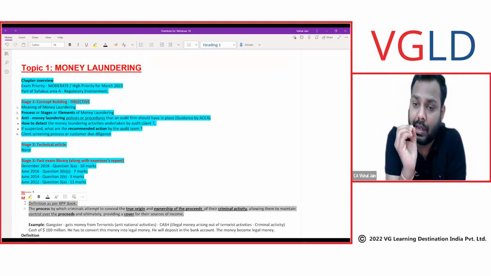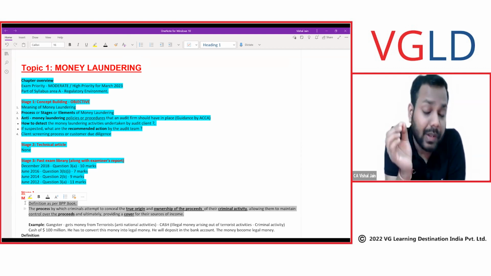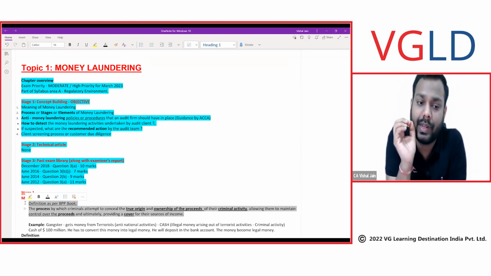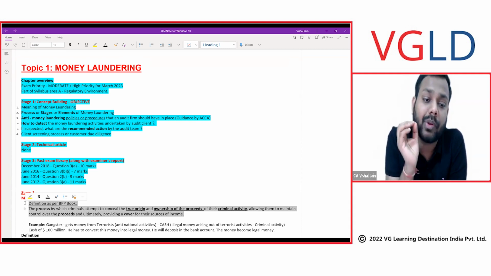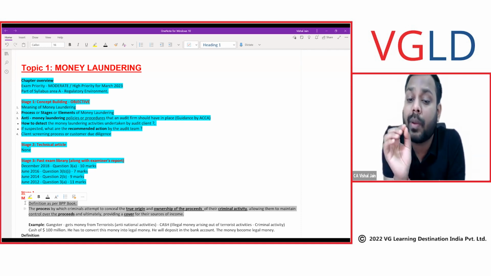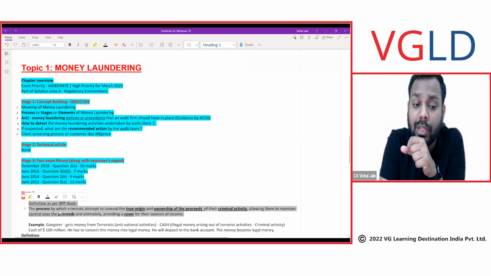The process by which criminals. Why criminals? ACCA says that money laundering is a criminal activity, and anyone who does criminal activities is a criminal. So it says the process by which criminals attempt to conceal the true origin and ownership of the proceeds from criminal activity. Whatever proceeds have come from the criminal activity, you are trying to hide the actual source of it, allowing them to maintain control over the proceeds. Understand?